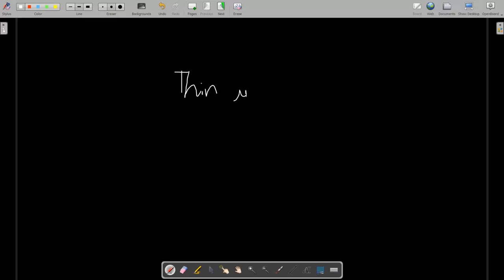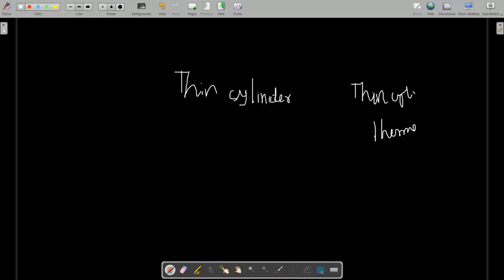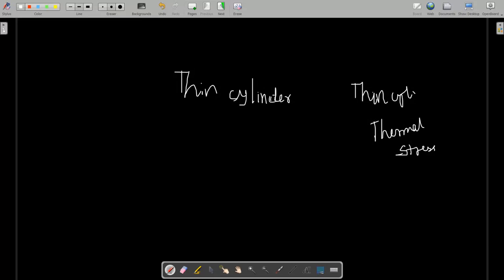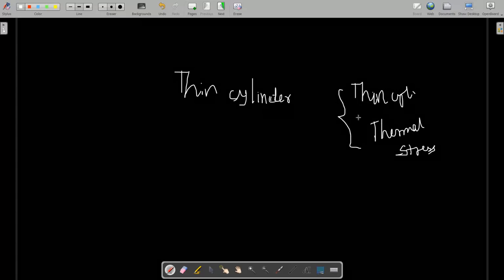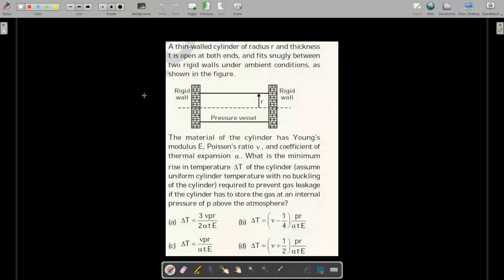Okay, that has been asked in GATE 2020, and that is a very unique question because it is a combination of machine design, or we can say cylinder design, thin cylinder design as well as thermal stress. Okay, so this is very unique. It is a combination of two subjects. So let's see what the question is.